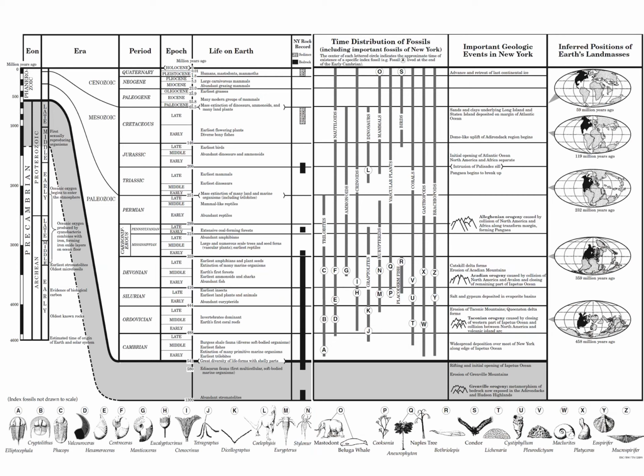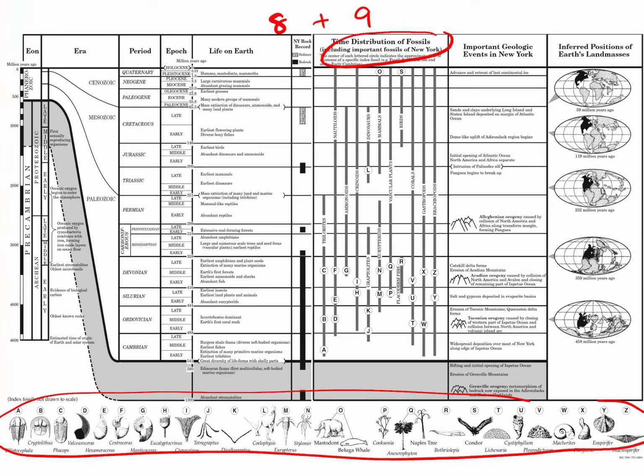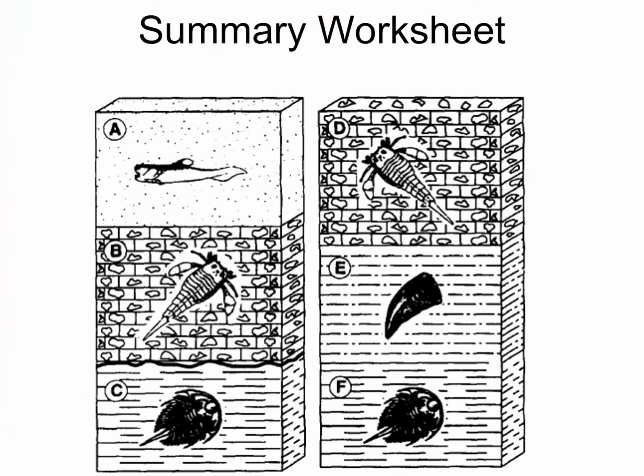Okay, so we know that this is page 8 and 9. We know that we are just talking about our index fossils, right? And we know our time periods and all that. So we went into quite some detail on these guys. So as far as your summary page, this is your second worksheet. We'll go through it pretty much together.